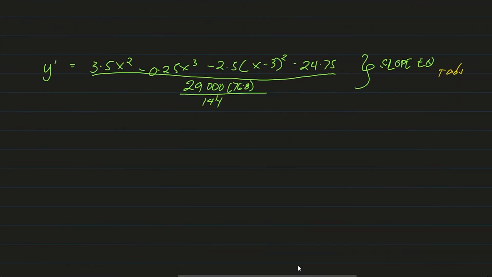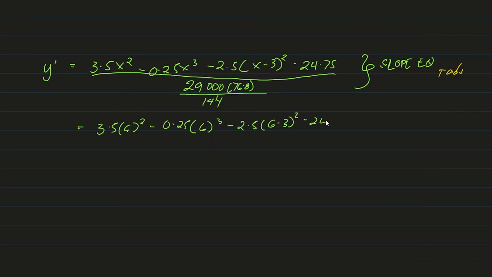We just need to substitute the x with 6. Okay, so let's do that. Ito magiging 3.5 times 6 squared minus 0.25 times 6 cubed minus 2.5 times 6 minus 3 squared minus 24.75 divided by, we have here 29,076.8 divided by 144. Okay, so that's it mga bis, no?